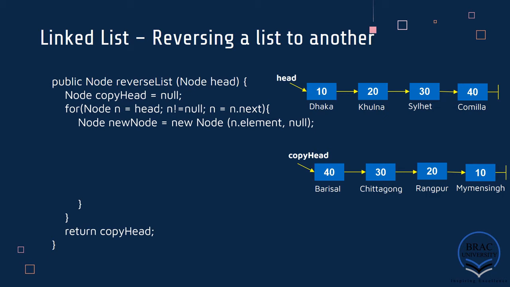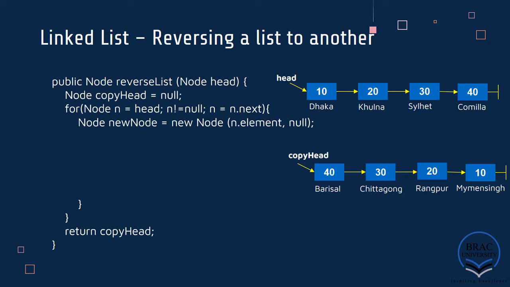Then we have the iteration of the list. It is going through the first list, starting from Dhaka, then going to Khulna and so on. We are going to create objects from the list, and how are we doing this? By using our node constructor. We are passing the elements that are contained in the node objects of the first list. So initially the new node will be the value of the object that is first in the given list, which is 10, and the pointer to its next reference is null.